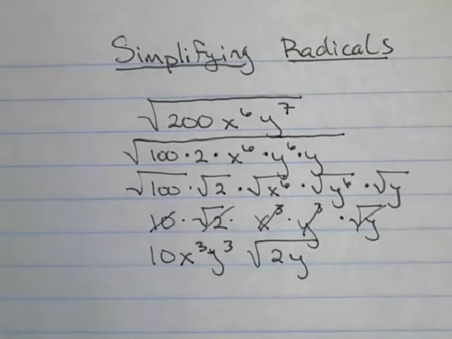And we have simplified the original radical, the square root of 200 x to the 6 y to the 7th, has become 10x cubed y cubed times the square root of 2y.